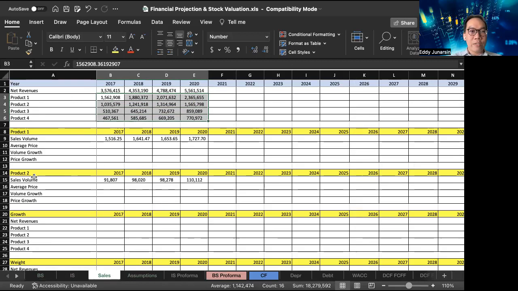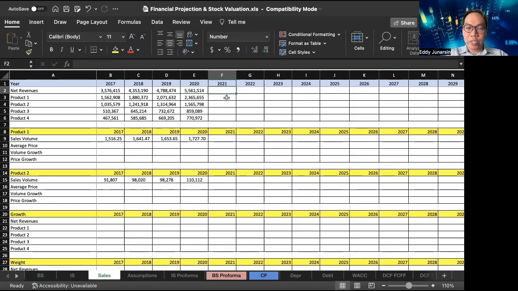So the company has 4 products in this example, and how do we make the projection for 2021 to 2029 in this example? There are many methods, right? There are many methods. The easiest would be the averaging that we are going to do today. There are other methods that you could always consider.